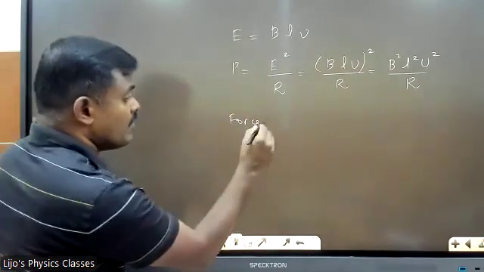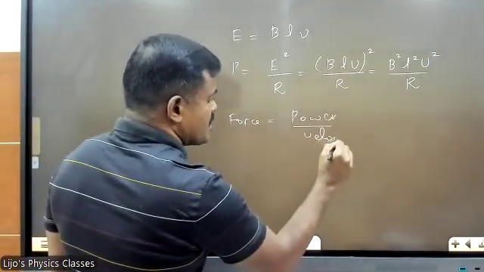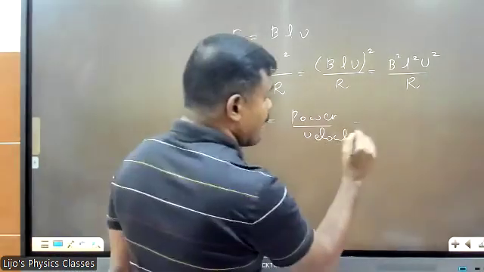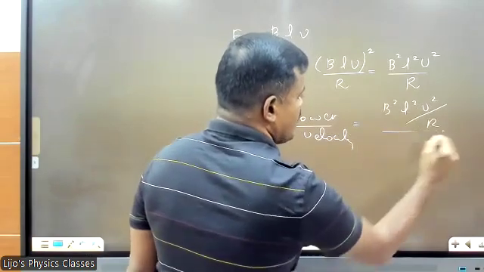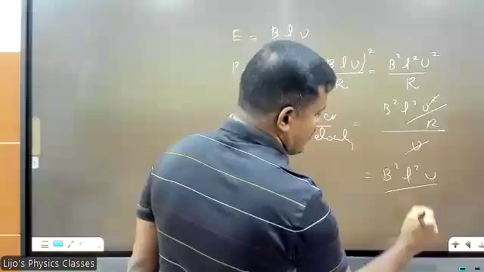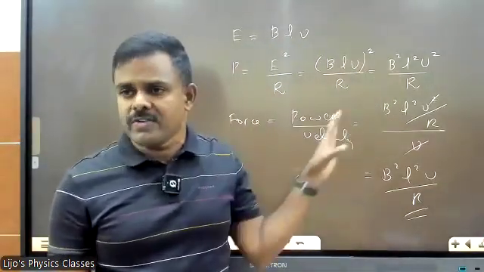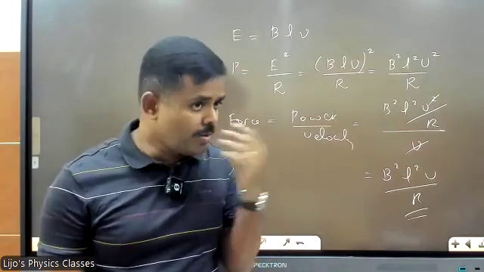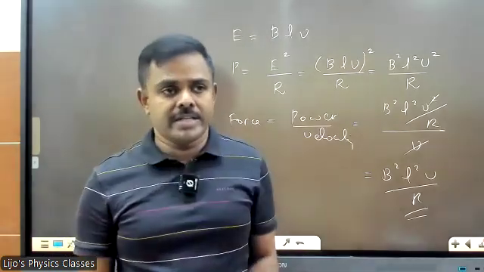So tell me, the force is given by power divided by velocity. Power is B square L square V square by R, divided by velocity. Velocity cancels. Force is B square L square V by R. Understood? These points are very, very important as far as exams are concerned. All right. We'll do the numericals now. There is one more coming up. I'll do that derivation later.